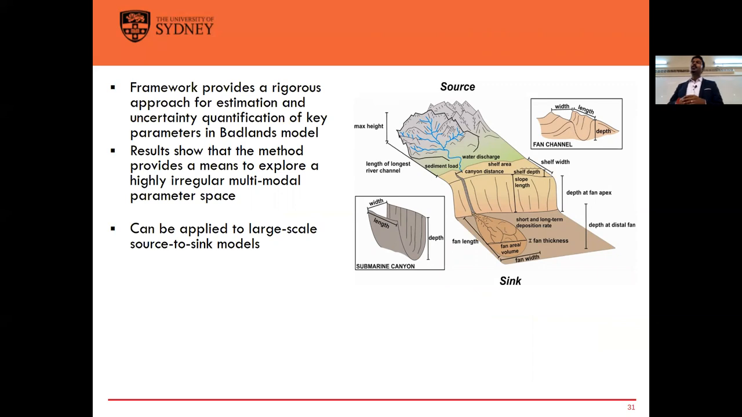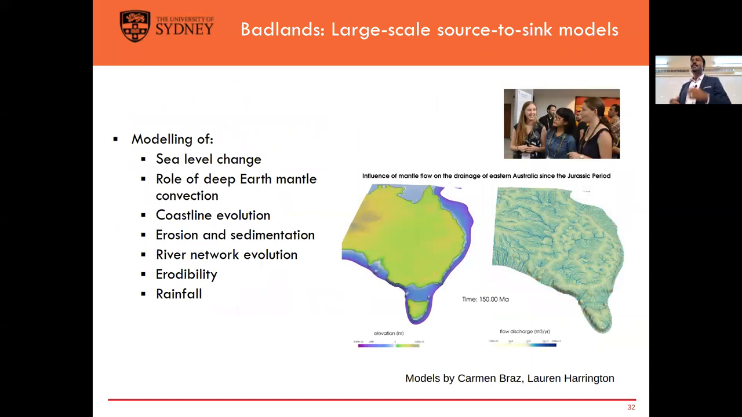So essentially the framework is good to simulate the sediment transportation and deposition from the source, which is the mountains, to the sink, the delta areas. And we have this type of example around Viti Levu. And these models can be used to understand how Viti Levu was formed in the last 45 million years. And it could be used for large scale source-to-sink models, such as the Australian continent for the last 150 million years. We are about to complete this project, working with some PhD students. Lauren Harrington did her honours in this area, and Carmen Braz is doing a PhD at the moment around this area.